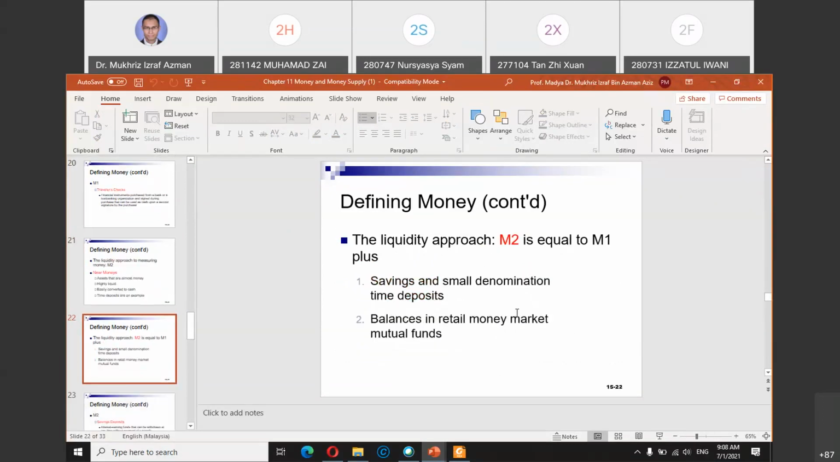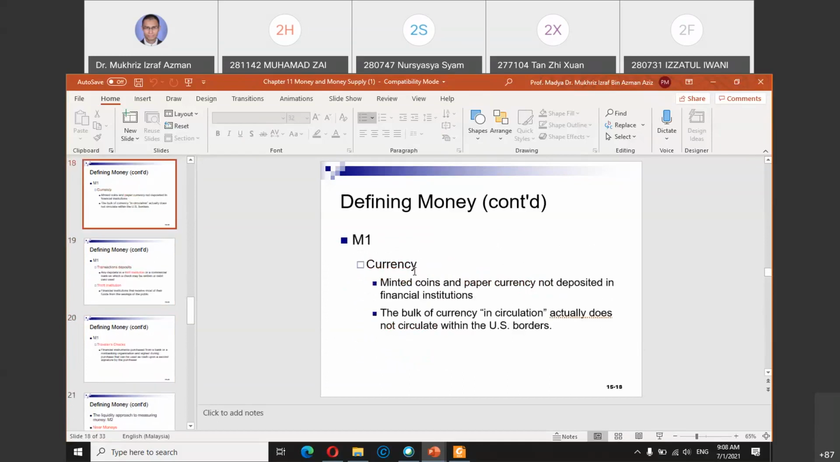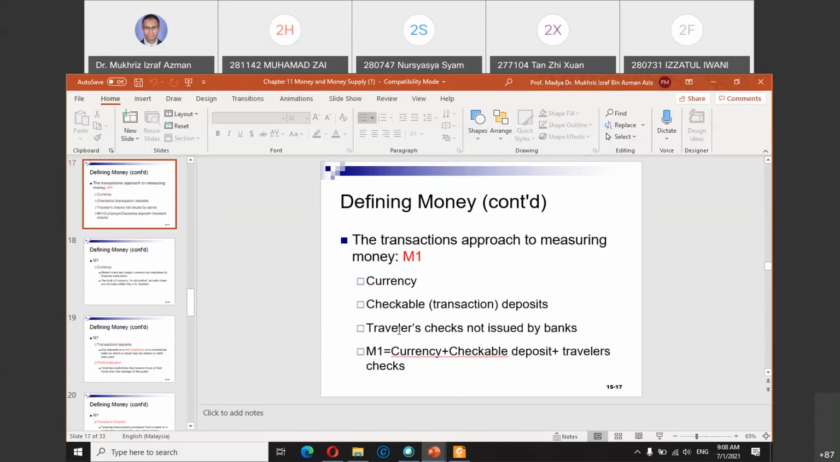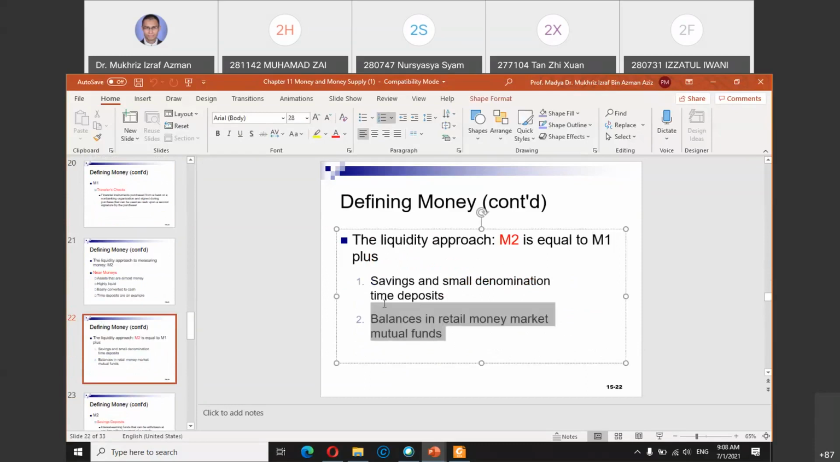So the liquidity approach: M2 is equal to M1 plus more. M2 is a broader definition of the money supply. M1 only includes, just now, currency, checks, and traveler's checks. But M2 is equal to the three components in M1 plus the other remaining two, savings and balances in mutual funds. So I think these are a bit technical terms. For most students, you will not be able to visualize what a money market mutual fund is.